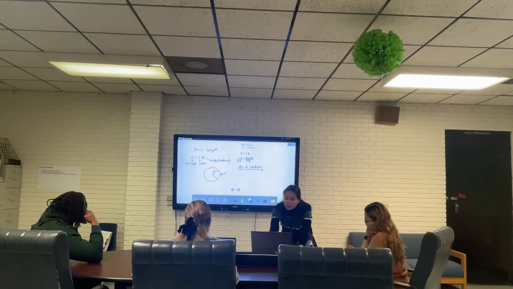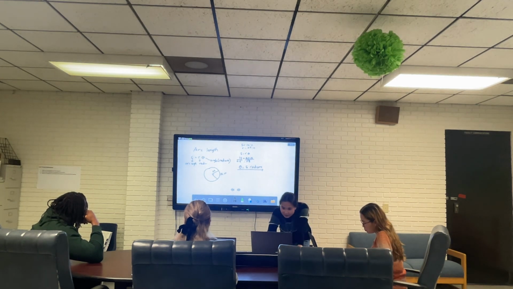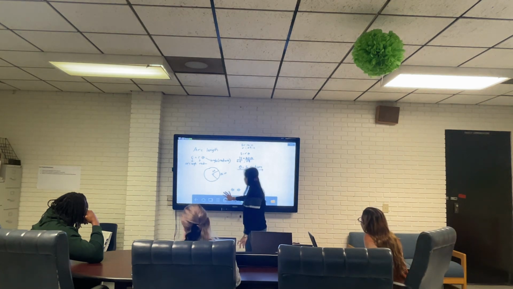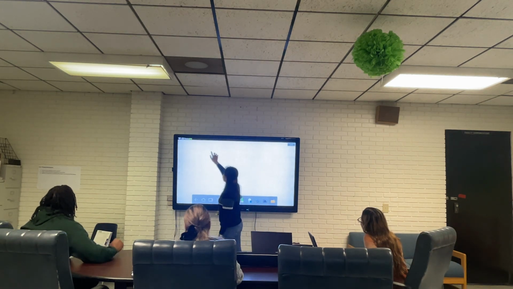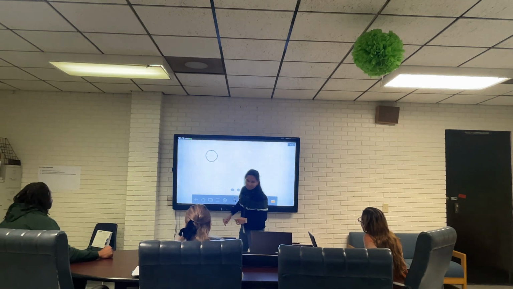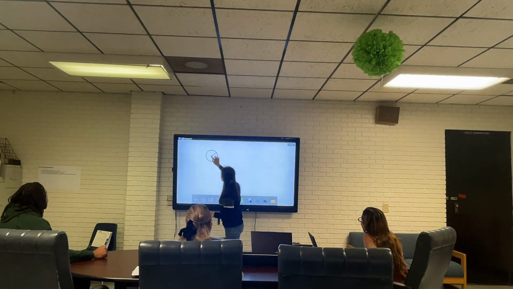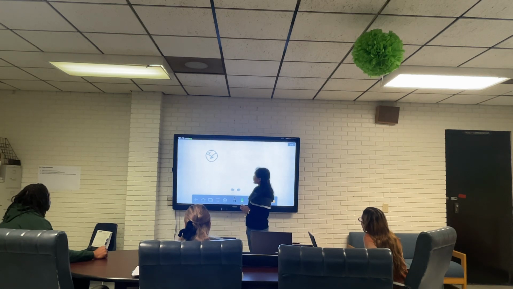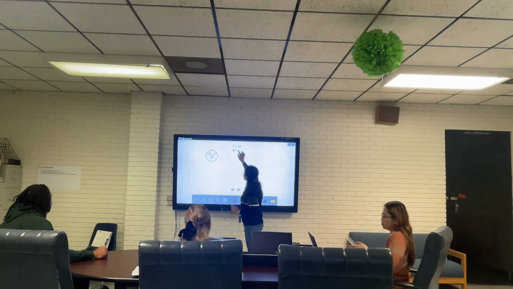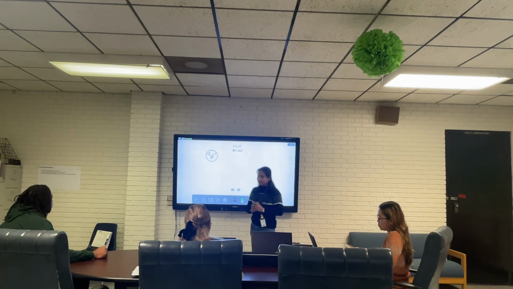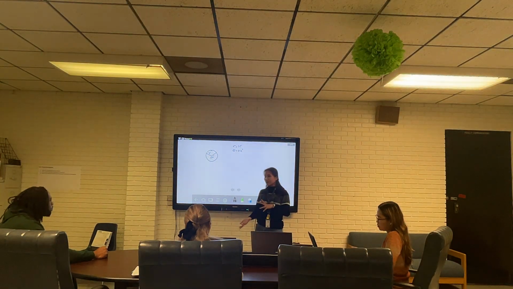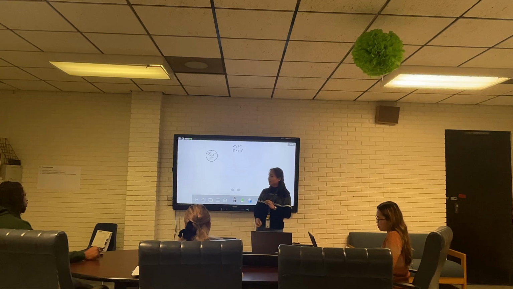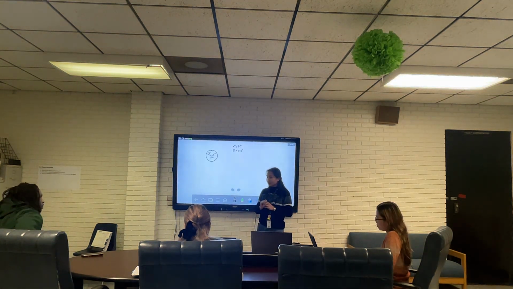For number 2, we are given a circle. So our given is R equals 15, and theta is 210, and we need to find the arc length. Since our angle is in degrees, they know that they can't use the formula right away. They have to convert 210 degrees to radians first.